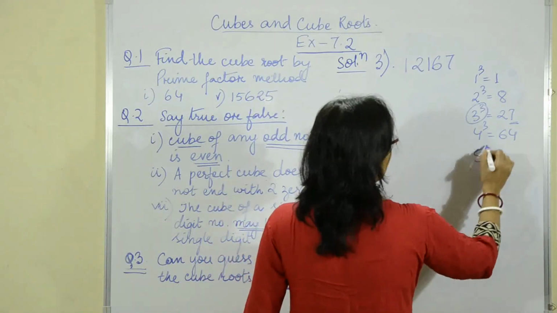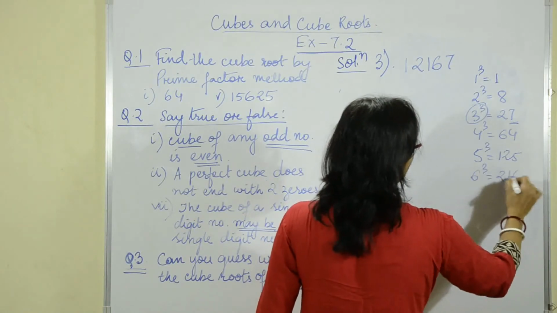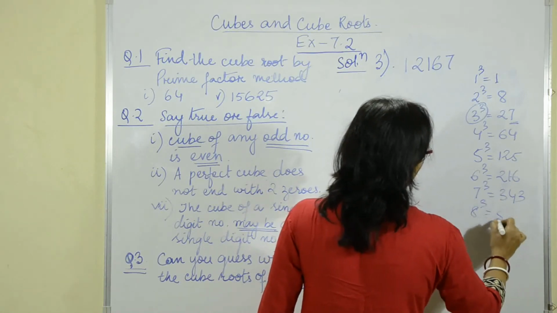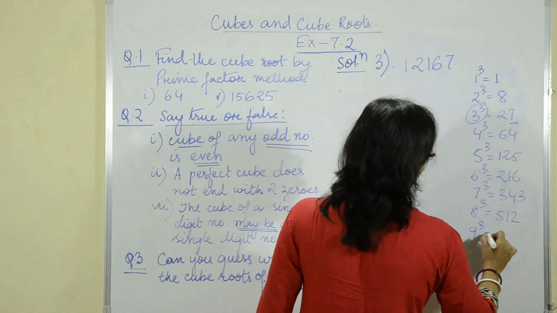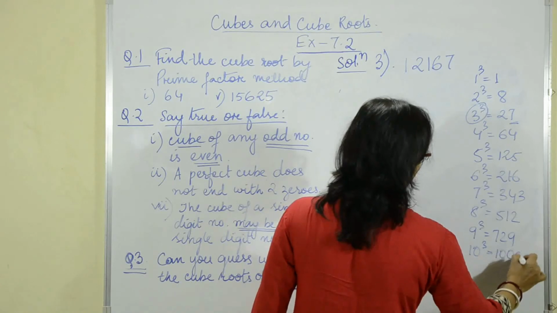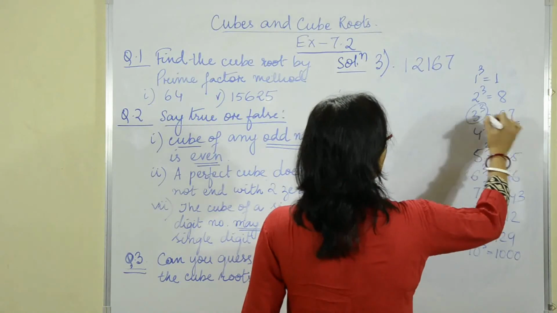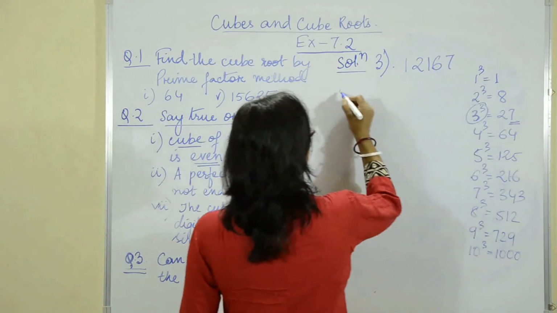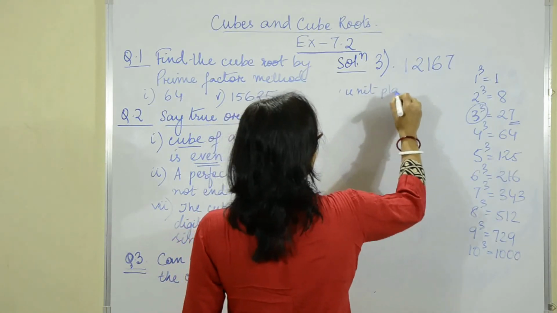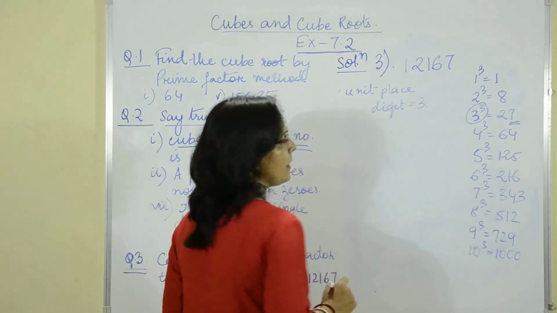5 cubed is 125, 6 cubed is 216, 7 cubed is 343, 8 cubed is 512, 9 cubed is 729, 10 cubed is 1000. This will come in handy for practice for sure. Now, 7 we can see here is corresponding to 3. So, I know that the unit place digit will be 3. Now, these I have known.